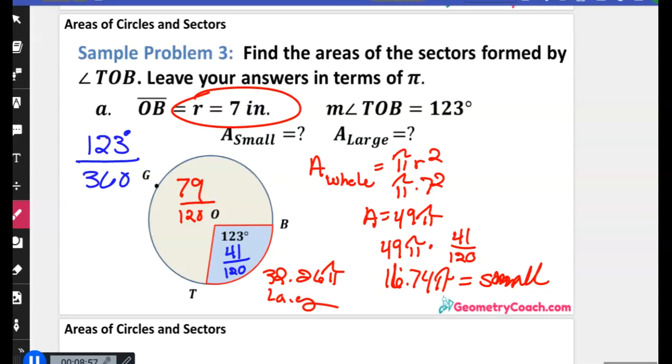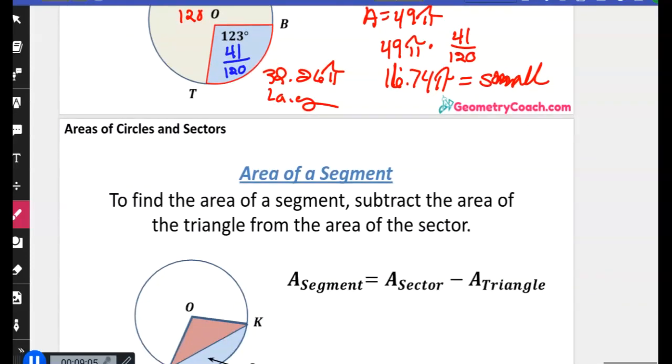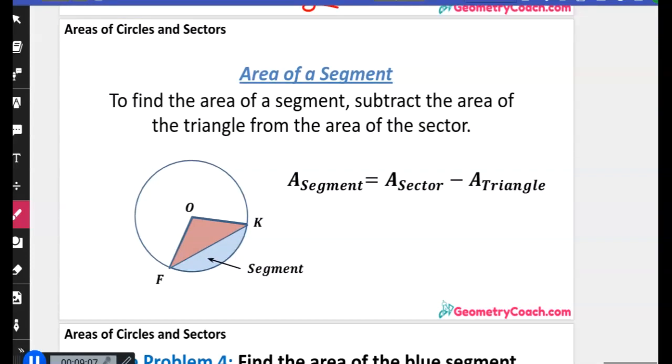So again, you're just finding the area of the whole circle and then multiplying it by the fraction of the circle that you're trying to find. That's called a sector. This is called a segment. It's the arched part at the top of the slice of pie. So you find the area of the sector and take away the area of the red triangle, and you get what's called the segment.